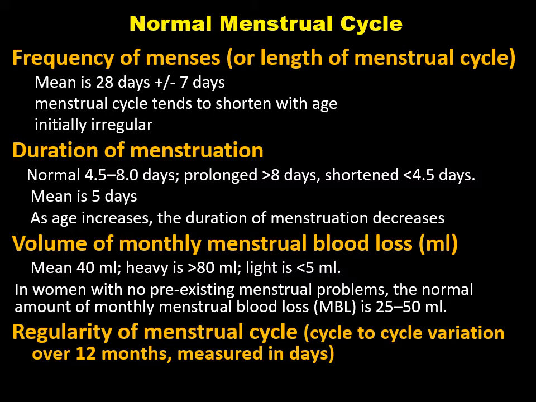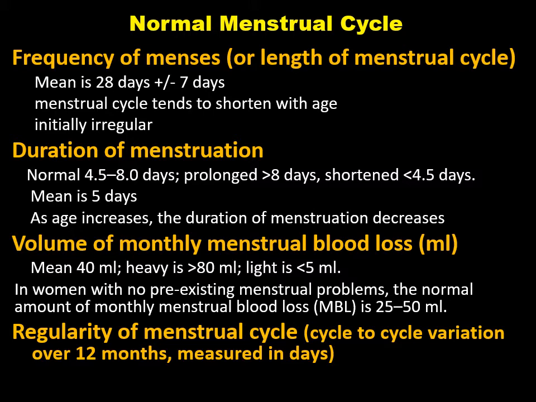According to this reference, the range varies from 4.5 to 8 days. It is considered to be prolonged if more than 8 days and short if less than 4.5 days. And as age increases, the duration of menstruation decreases.